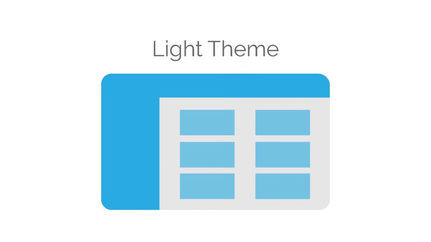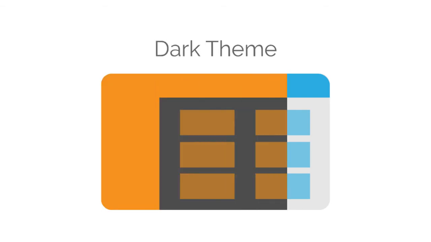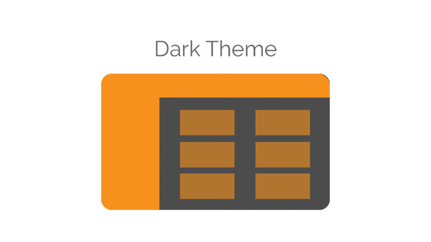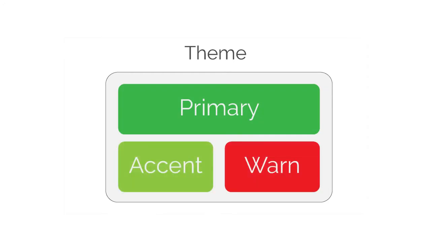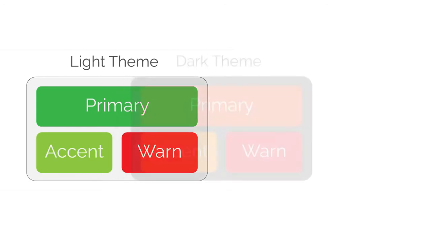In this video, we will see how to add an option for dark theme in our Angular application. Before we start, let's understand theming in Angular Material. A theme can have three basic color palettes, which are primary, accent and warn colors. And the theme can be either light or dark.